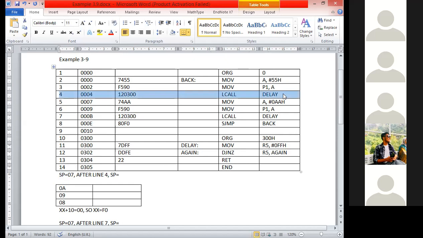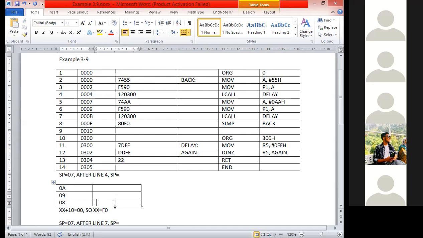I have told you the address of the next instruction will be stored by the MCU, so it is stored in the stack. I have already drawn the stack over here. I'm only showing the first 3 bytes. Tell me, what will be the change in the contents of the stack after line 4? What will be there in address 08? 0007. Exactly, 0007.